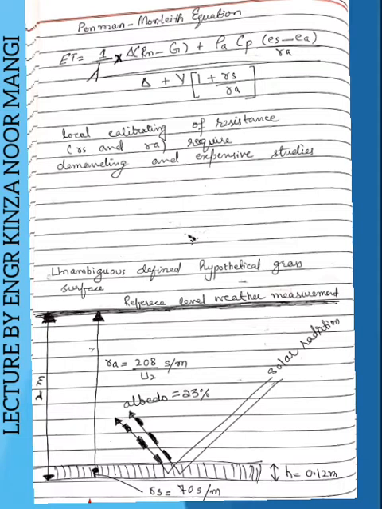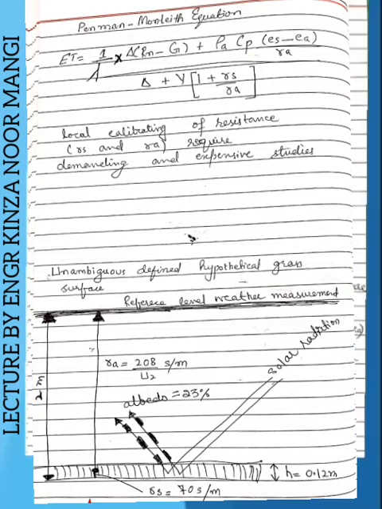Those are 208 by u2, that's the ratio basically, where u2 is the wind speed at 2 meters. The 2 is indicating the height of 2 meters. So that's basically the characteristics of the hypothetical grass surface.